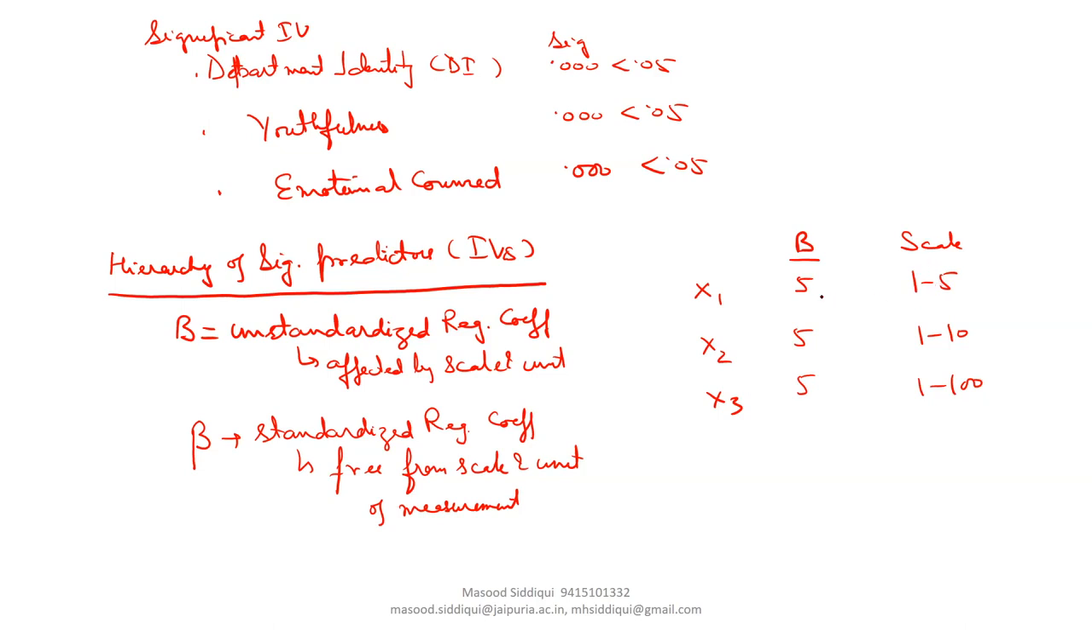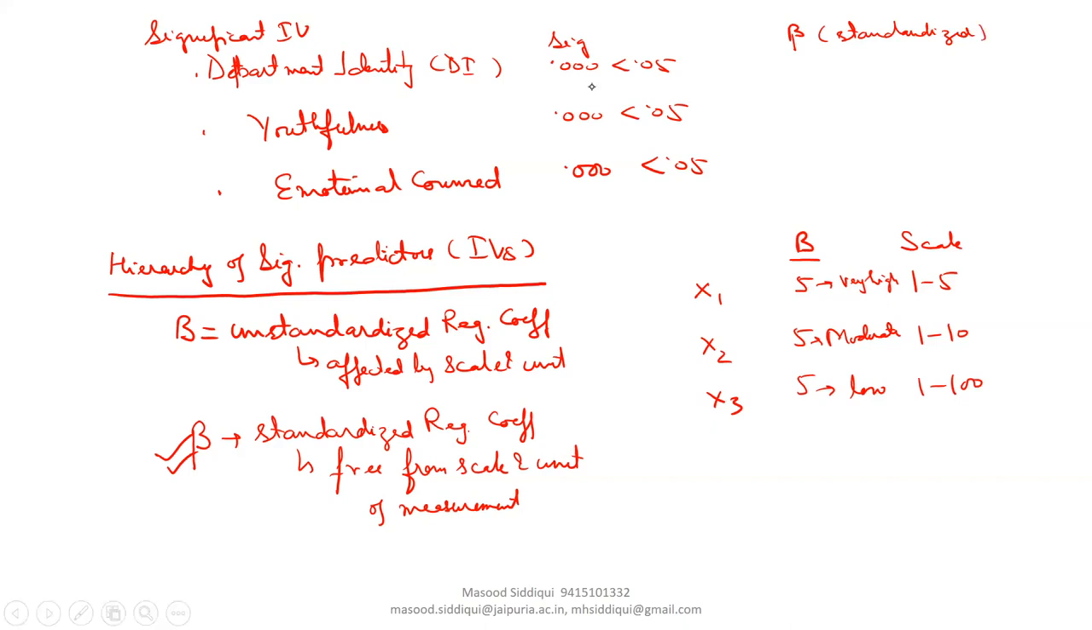Since the first is on a scale of 1 to 5, this 5 can actually be very high, among the top. The second 5 lies in between, so it has a moderate impact if we consider the scale. And the third is on the lower side. So now we can say that x1 is highly important, x2 is moderate, and x3 is not. That's why we always create the hierarchy using the beta value, or standardized value. So we will consider the standardized value of these predictors.